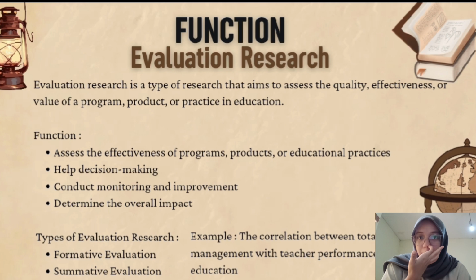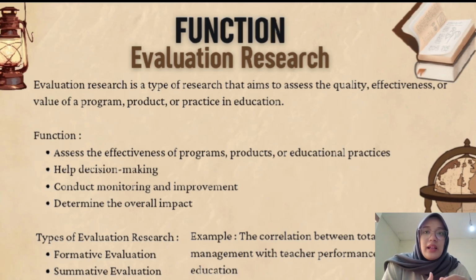And then for the example, I have one example in here that I also take from a journal. The title is the correlation between total quality management with teacher performance in special education. So this is actually a summative evaluation because it assesses the relationship between total quality management and teacher performance in special education. And then the goal is to evaluate whether the quality management strategy has a positive impact on teacher performance or not.